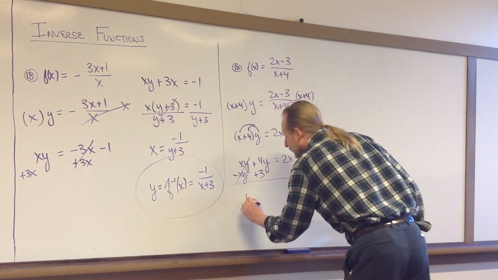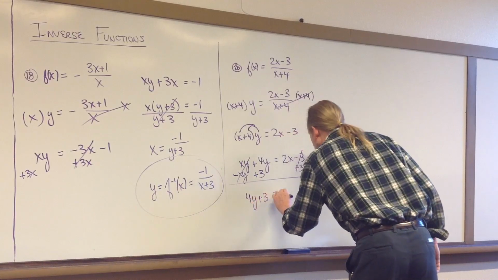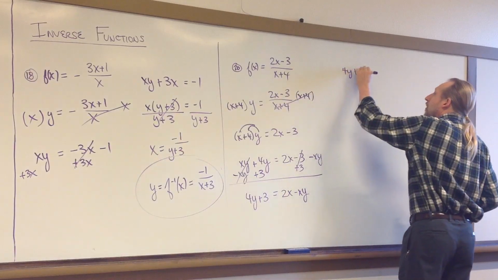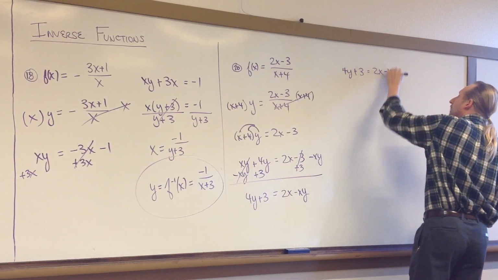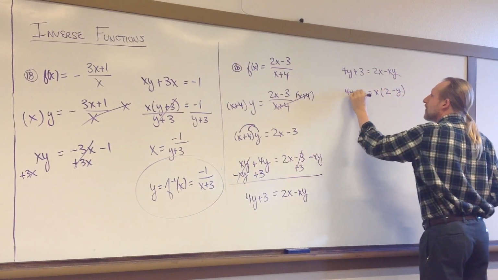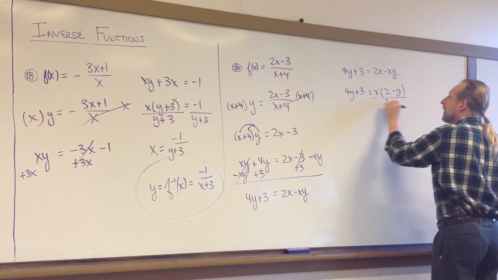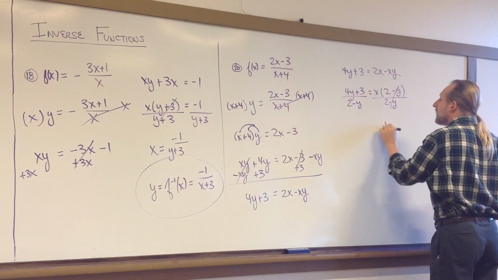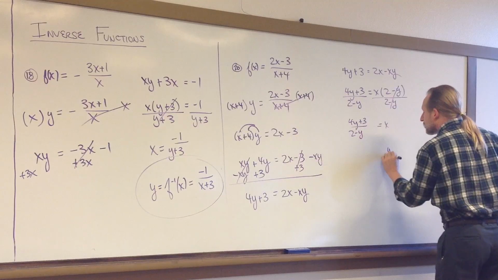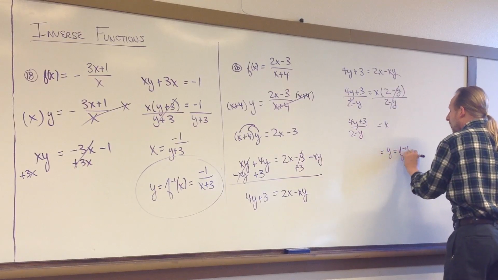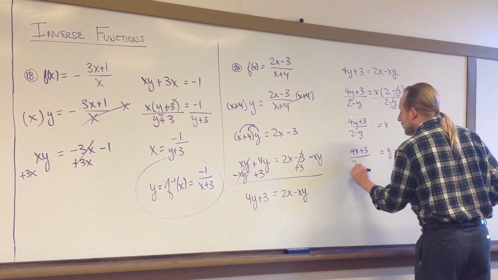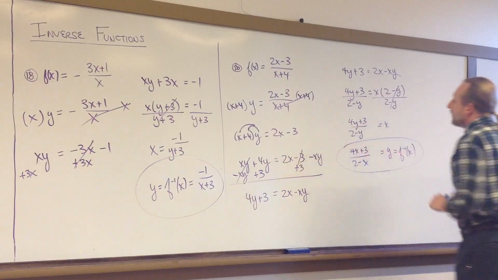So what do we come out of this with? 4y plus 3 equals 2x minus xy. And then again, the trick here is to factor out the x. And then divide on both sides by 2 minus y, and there we go. 4y plus 3 over 2 minus y. Swap the x and y's, and we get 4x plus 3 over 2 minus x, and there's our inverse function.